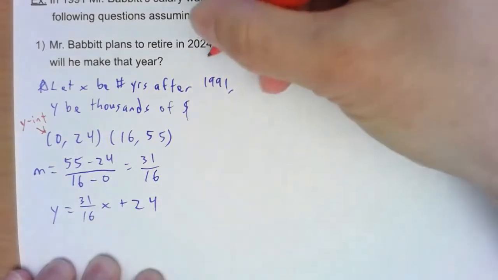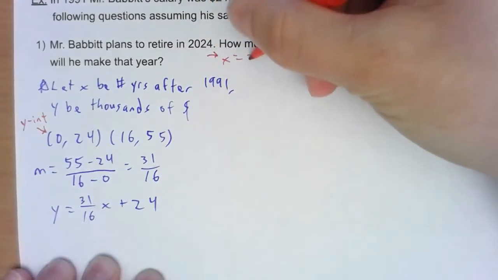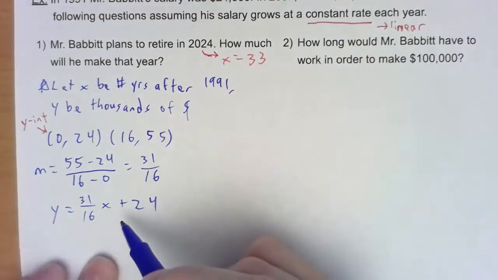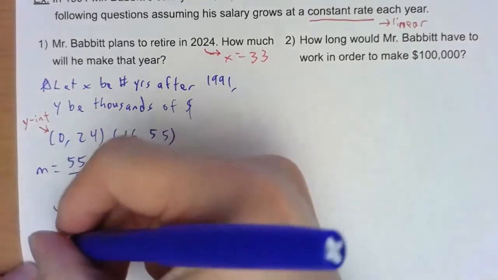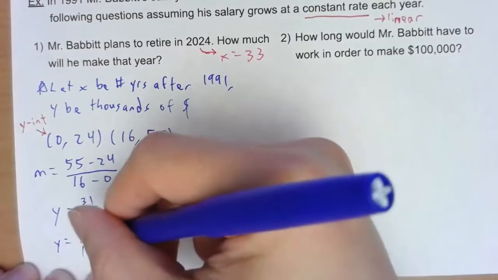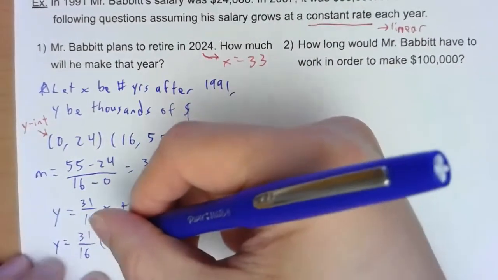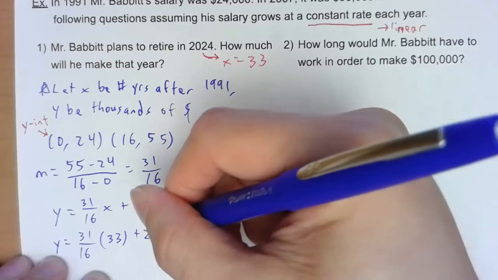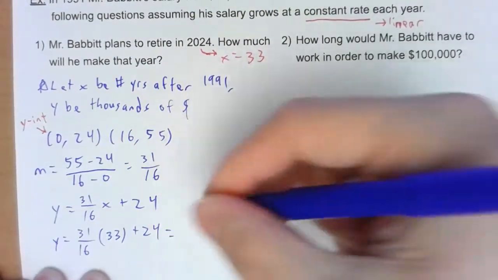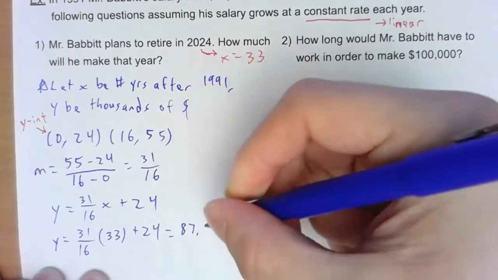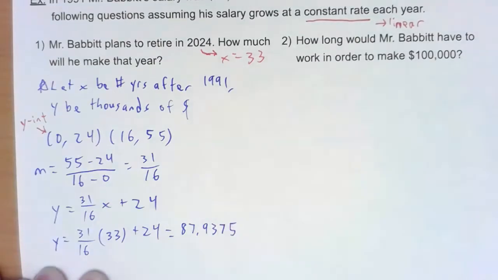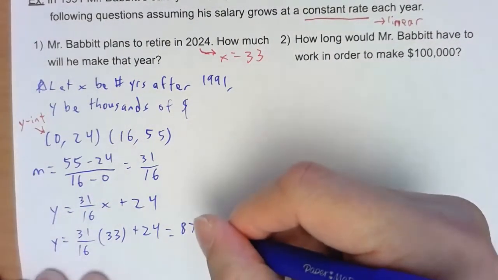Again, you can always just subtract if you need to, but that's going to be 33 years later. And so that's what I'm going to substitute into my equation. So y equals 31/16 times 33 plus 24. And of course, you can use a calculator for that. And the calculator will tell you 87.9375. Now, let's stop for just a minute here.